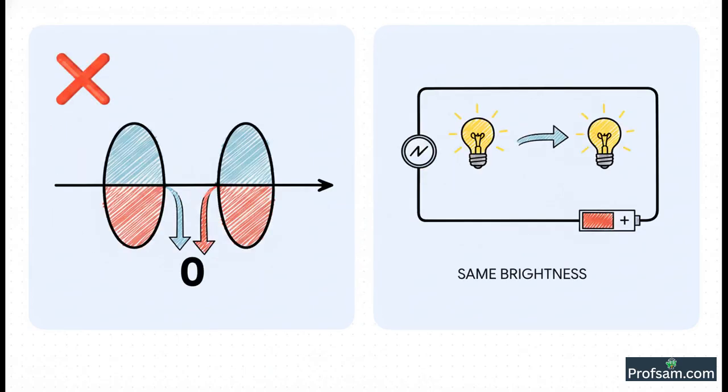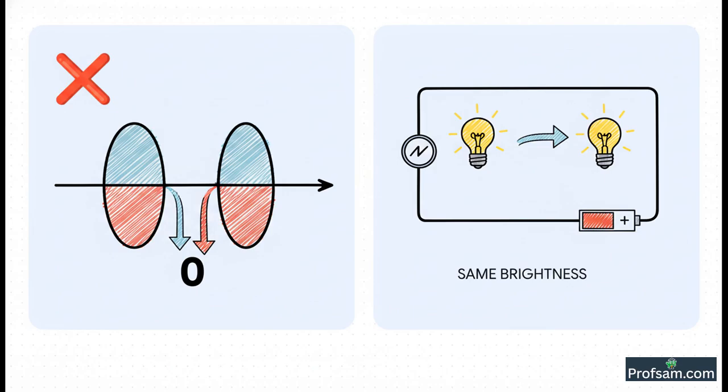The second huge mistake is confusing RMS voltage with average voltage. Think about it. For a full sine wave, the positive half and the negative half are perfectly symmetrical. So if you take the simple average, you get 0. It's useless. That's why we use something called RMS, which stands for root mean square. Just think of it as the effective value.